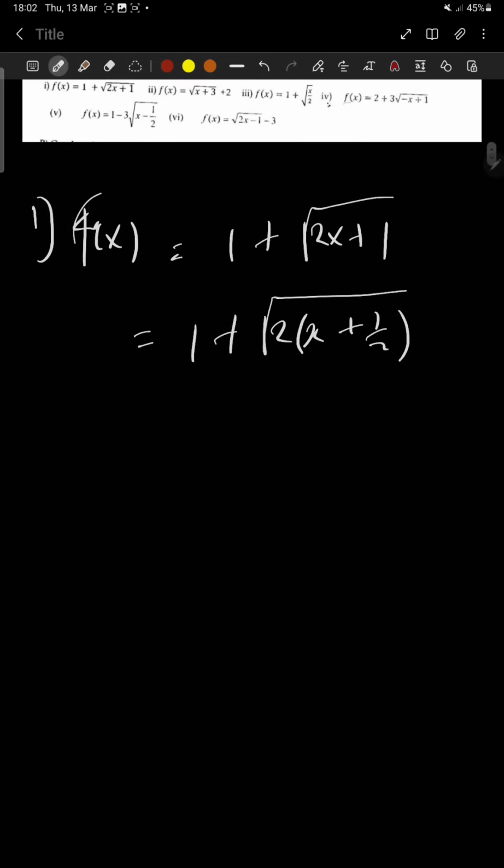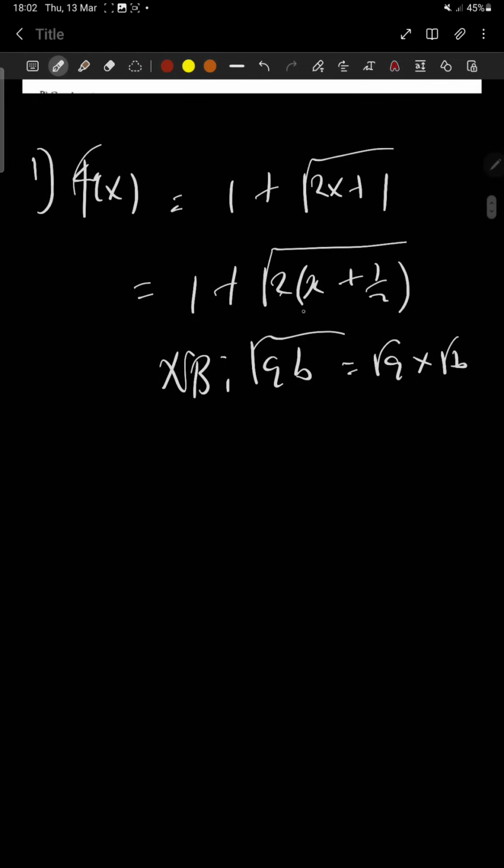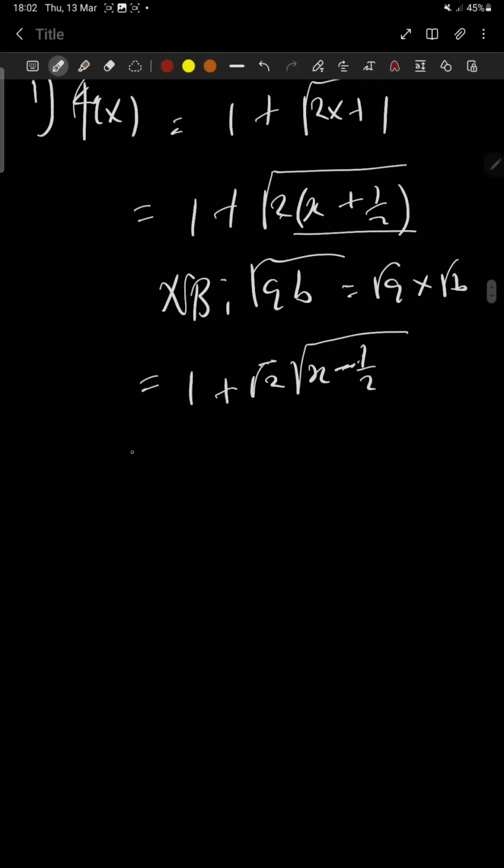Now after you factorize it, note that the square root of ab is the same as the square root of a times the square root of b. So I'll separate the 2 and this. I'm going to have 1 plus the square root of 2 times the square root of x plus 1 over 2. That's what I'm having. Now from here, you can start writing your data.